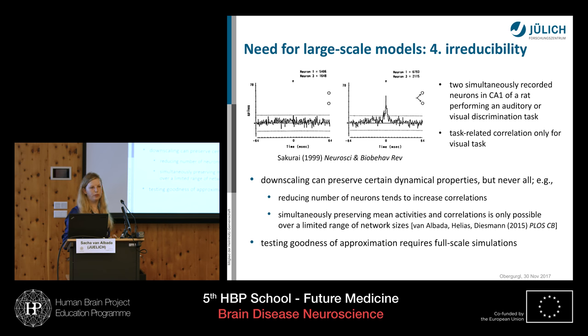So if you want to preserve such properties of the network, then it makes sense to model the full complement of neurons and synapses that are there in the natural system. And this besides the more general point that if you want to test how good an approximation is that by downscaling, then you would need to compare it to the full-scale network.